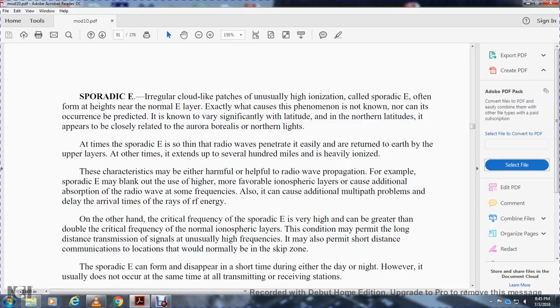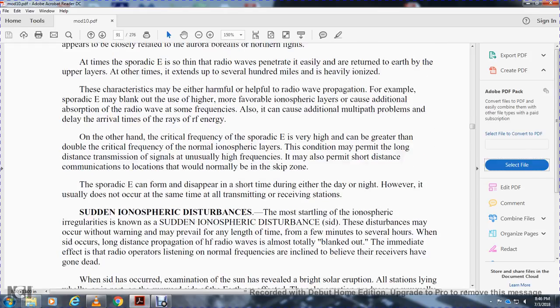The characteristics may be harmful or helpful to radio wave propagation. For example, sporadic E may block the use of higher, more favorable ionospheric layers, causing additional absorption of radio waves at some frequencies. It can also cause additional multipath problems and delay the arrival times of the rays of radio frequency energy. On the other hand, the critical frequency of sporadic E is very high, greater than double the critical frequency of the nominal ionospheric layer.